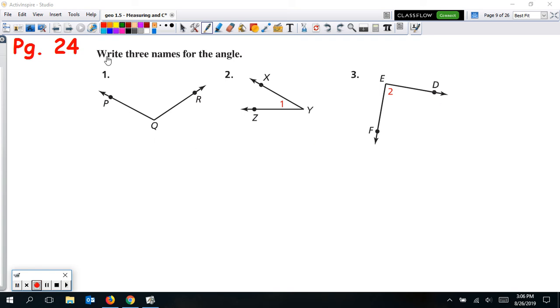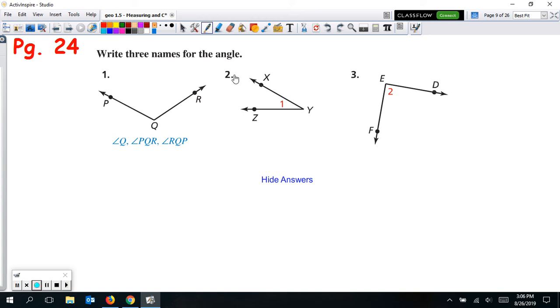And what we want to do is write 3 names for the angle. I'll show you number 1, and then I'll let you try number 2 and 3 on your own. So for number 1, one way we can name it is just using the vertex letter Q, angle Q, or we could use the 3 letters here. We can go PQR, and we can also say RQP, as long as Q is in the middle of those letters. And so that's the 3 ways you can name this one. Go ahead and write these down: angle Q, angle PQR, or angle RQP.